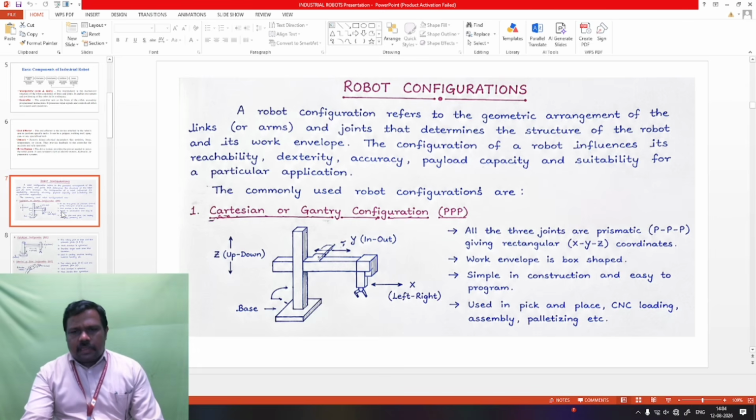The commonly used robot configurations are, first, the Cartesian configuration. In the Cartesian configuration, all three joints are prismatic, giving rectangular coordinates. All the joints move in straight line motion. The Cartesian coordinate work envelope is box shaped. This is simple in construction and easy to program. Cartesian coordinate robots are used in pick and place, CNC loading, assembly, etc.